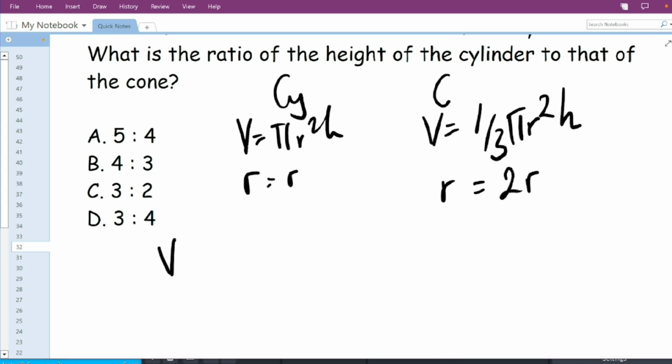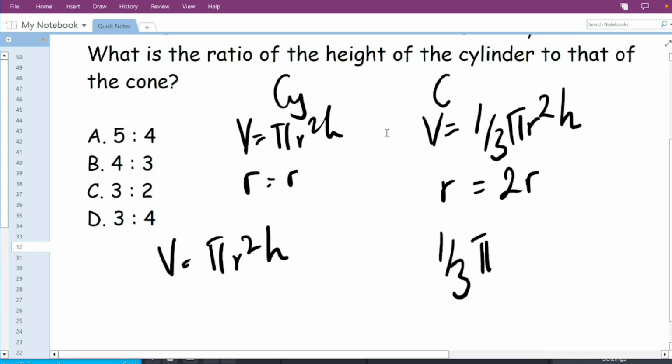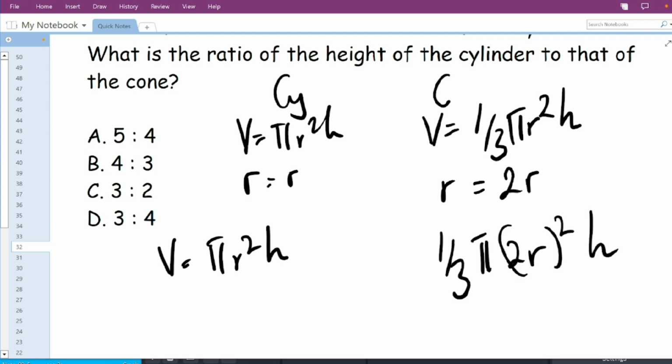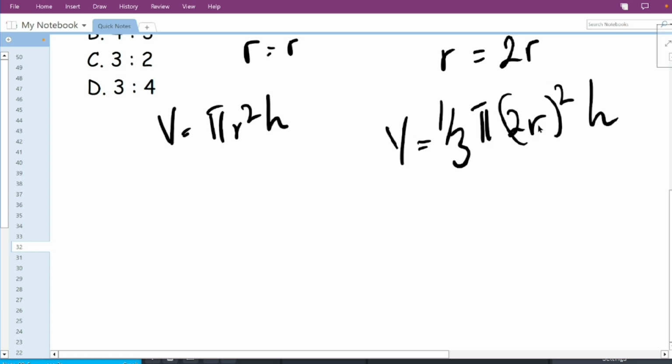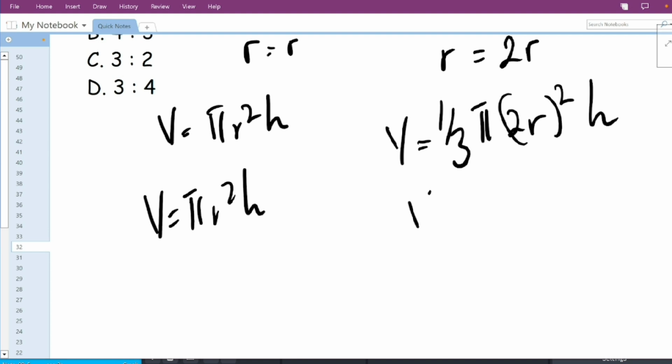That's volume for the cylinder is πr²h, while for the cone it will be 1/3 π. Now our r here is 2r, since they have the same volume, so you replace this r squared with 2r. It's going to be 2r all squared times h equals V. Next is to solve this to the next level. So on this side our cylinder is V equals πr²h, while on this side V equals 1/3 π, and (2r)² is 2 squared and r². 2 squared is 2 times 2, that's 4. Then r² is r times r, that's still r²h.